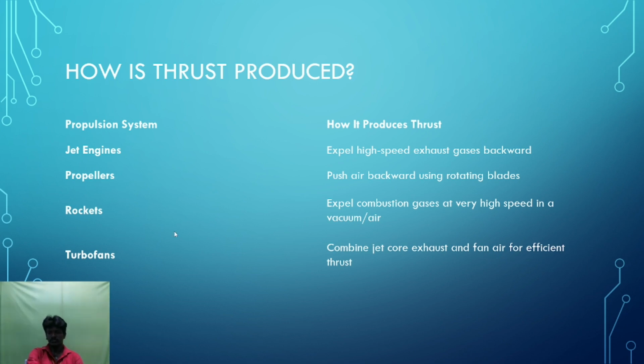Then the fourth one is the turbofan. It combines jet core exhaust and fan air for efficient thrust. The turbofan engines combine the jet engine exhaust and turboprops also, a combination of the jet engine and turbofan engines.